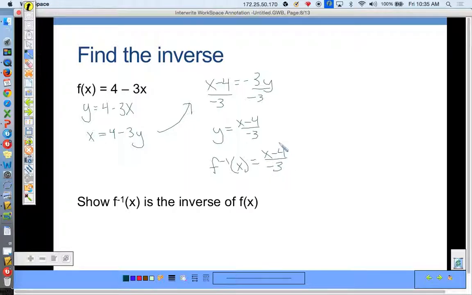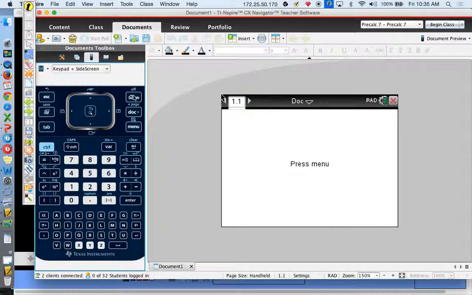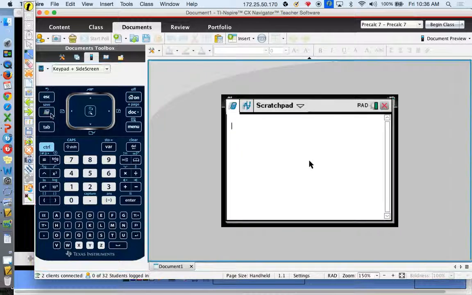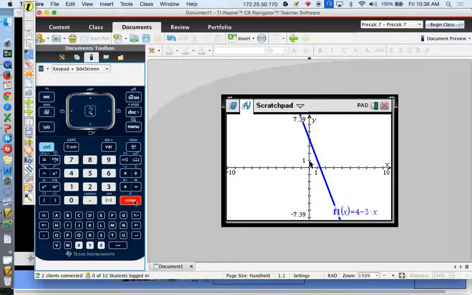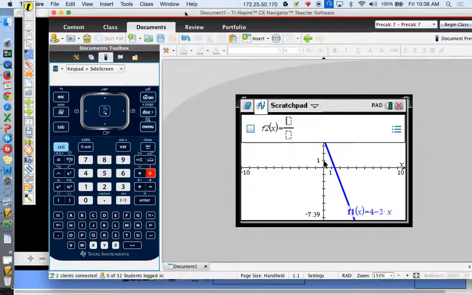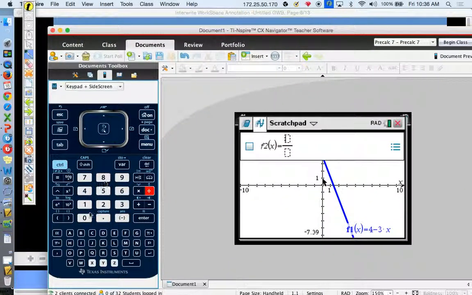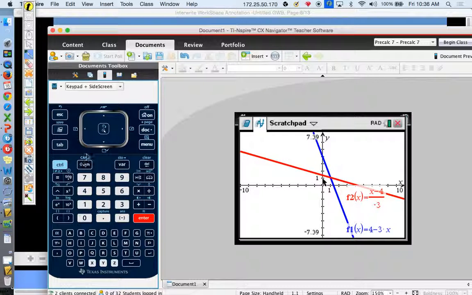Now to show that it's an inverse again, let's take a look at the graphs. So we had 4 minus 3x, and then if we tab again, our second one, x minus 4 over negative 3. There's our other one, and what I'm going to do is draw in the line y equals x, and it is a reflection right over there.